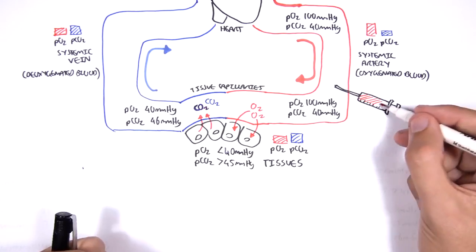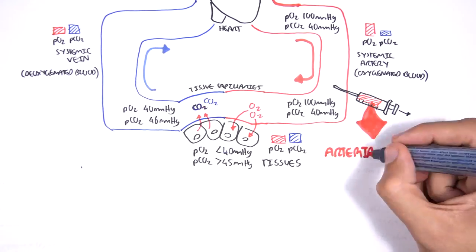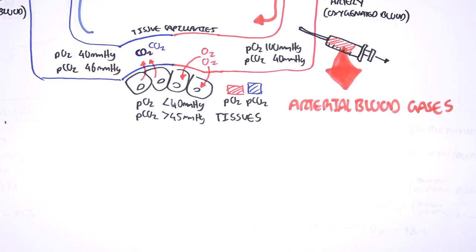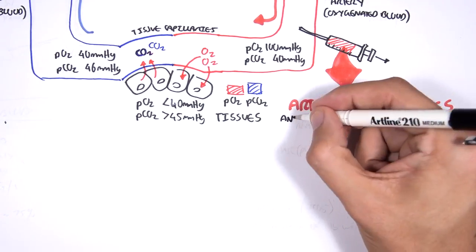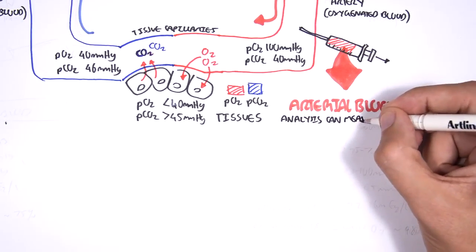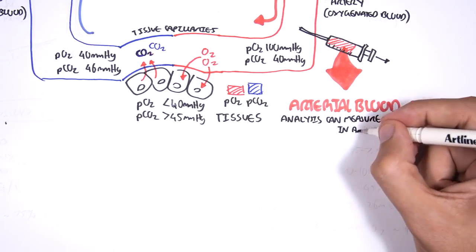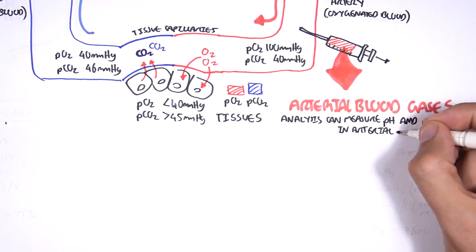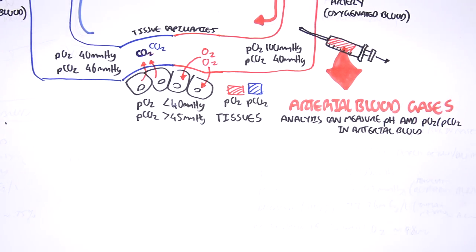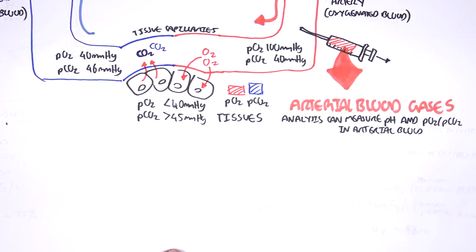We can actually take blood out from the artery and measure the arterial blood gas. Arterial blood gas analysis is used to measure the pH and the partial pressure of oxygen and carbon dioxide in arterial blood. It can tell us if our body is suffering from acidosis or alkalosis and whether it is a problem of respiration or kidneys, for example. So let's take a quick look.